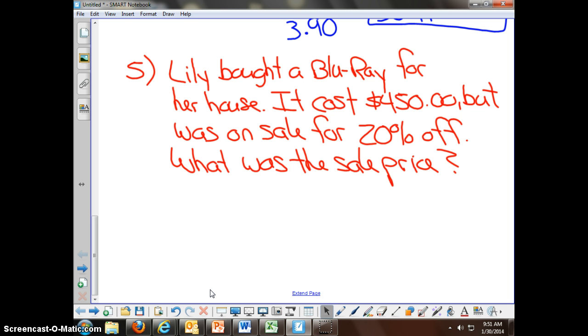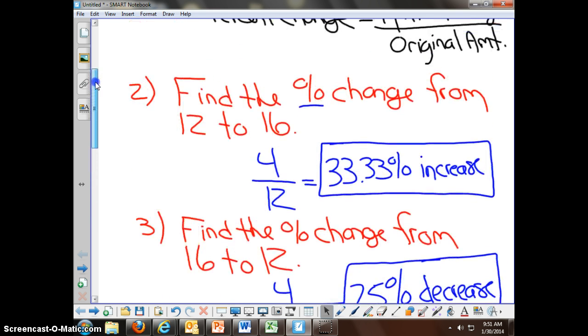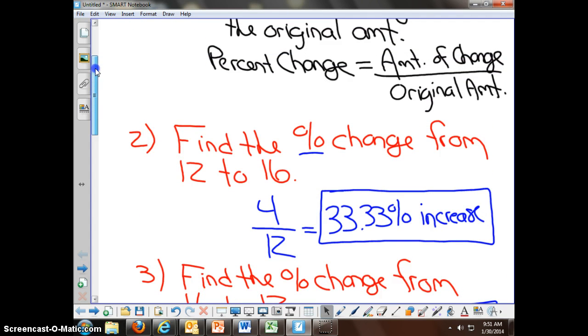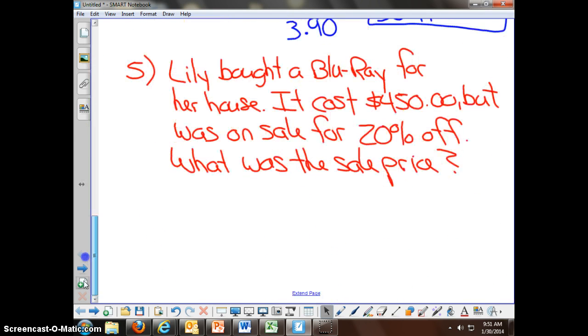So, Edie, what did you do? I did x over 450 equals 0.2, because I changed the percent to a decimal. So are you saying you basically used our formula? Percent change equals amount of change over original amount? Okay, so let's just use it in that format. What is our percent change?